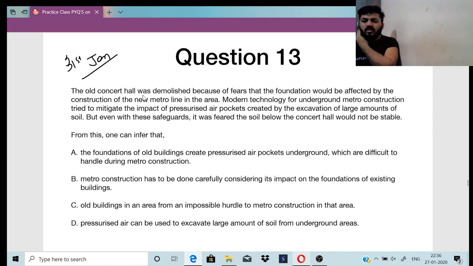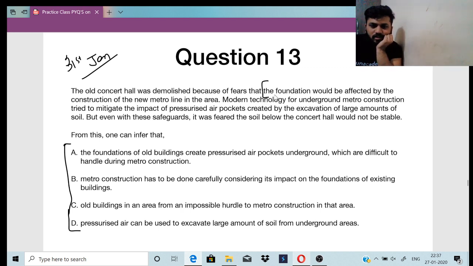Okay, the old concert hall was demolished because of fears that the foundation would be affected by the construction of the new metro line in the area. Modern technology for underground metro construction tried to mitigate the impact of pressurized air pockets created by the excavation of large amounts of soil. But even with these safeguards, it was feared the soil below the concert hall would not be stable. From this, one can infer that. So tell me the right option. A, B, C, D.